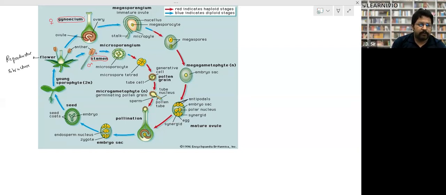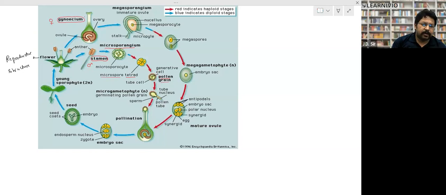The stamen has an upper part called the anther. Inside the anther there is a microsporangium, and inside this microsporangium cells divide, and one develops into a microspore tetrad, meaning a set of four. Tetrad means set of four, right? So this tetrad gets separated, and every microspore becomes a pollen grain.